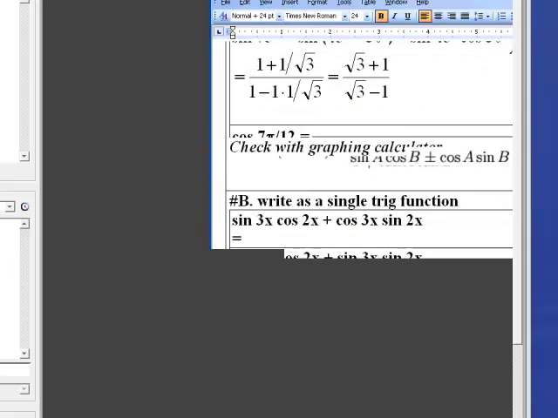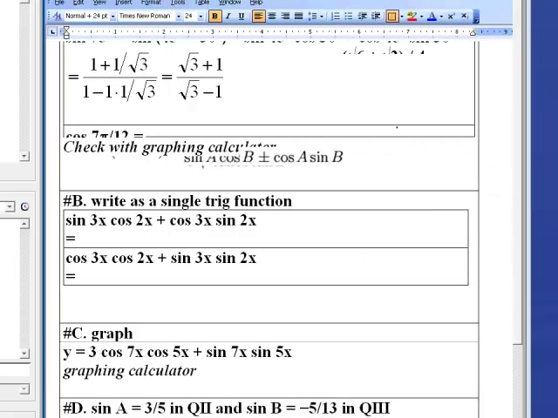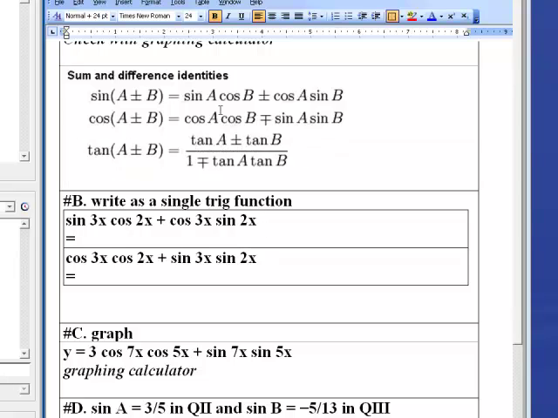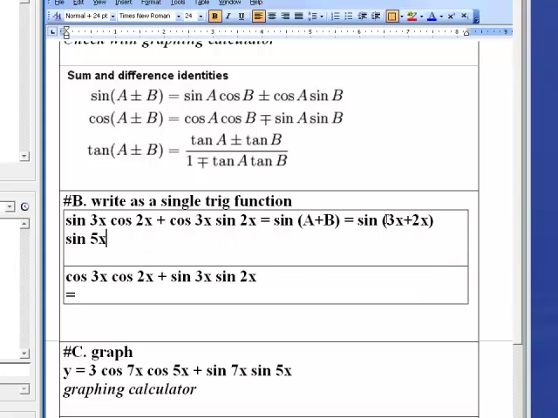Okay, here it says write as a single trig function. Sine 3x cosine 2x plus cosine 3x sine 2x. Well, it's the same as sine cosine plus cosine sine, so we come up with sine A plus B, and I could almost do that on one line, equals sine of 3x plus 2x, which is the same as sine 5x, of course.